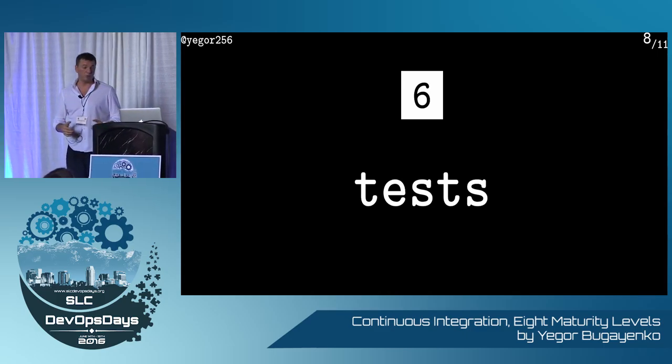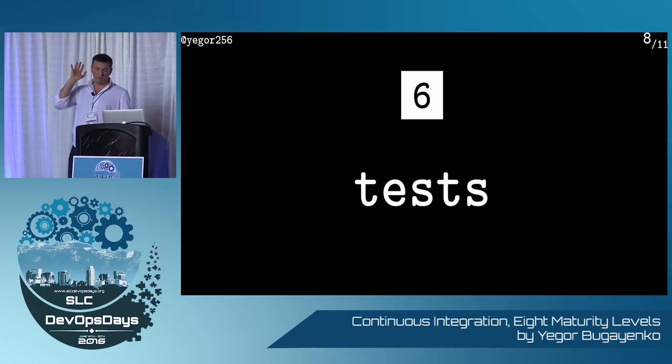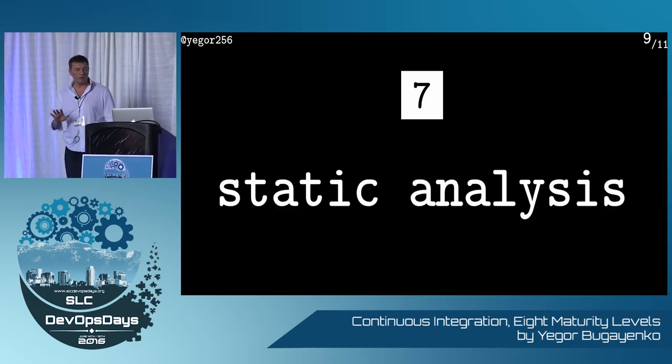And also another problem is that making tests will obviously make development slower. Because every time you ask your programmers to make tests for your code, it basically slows down the whole development. That's level number 6. Level number 7, we have 8 in total.